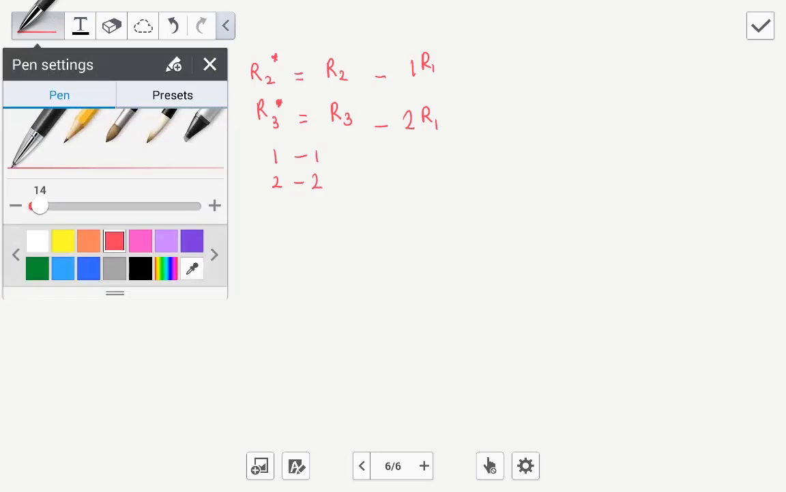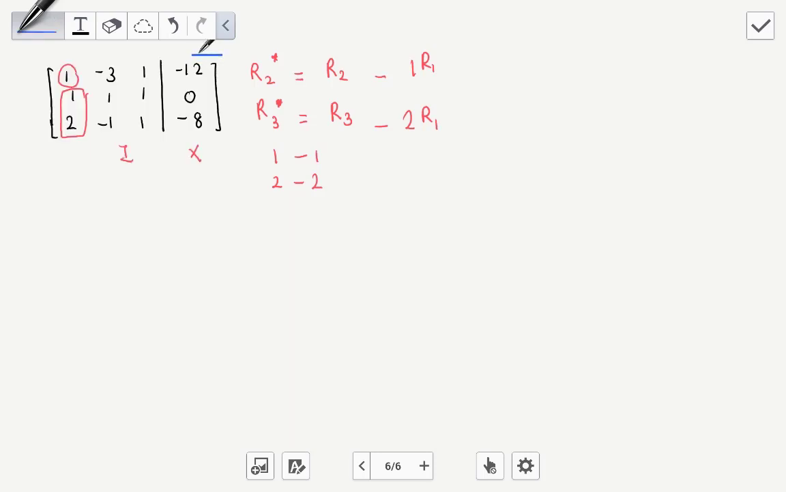I'll write down the operation here so that we don't make any mistake. So we write down our row 2. Row 2 is 1, 1, 1, 0. I'm going to minus with row 1. Row 1 is 1, -3, 1, -12. So when we minus, we will get 0, 4, 0, 12. So that's your new row 2.